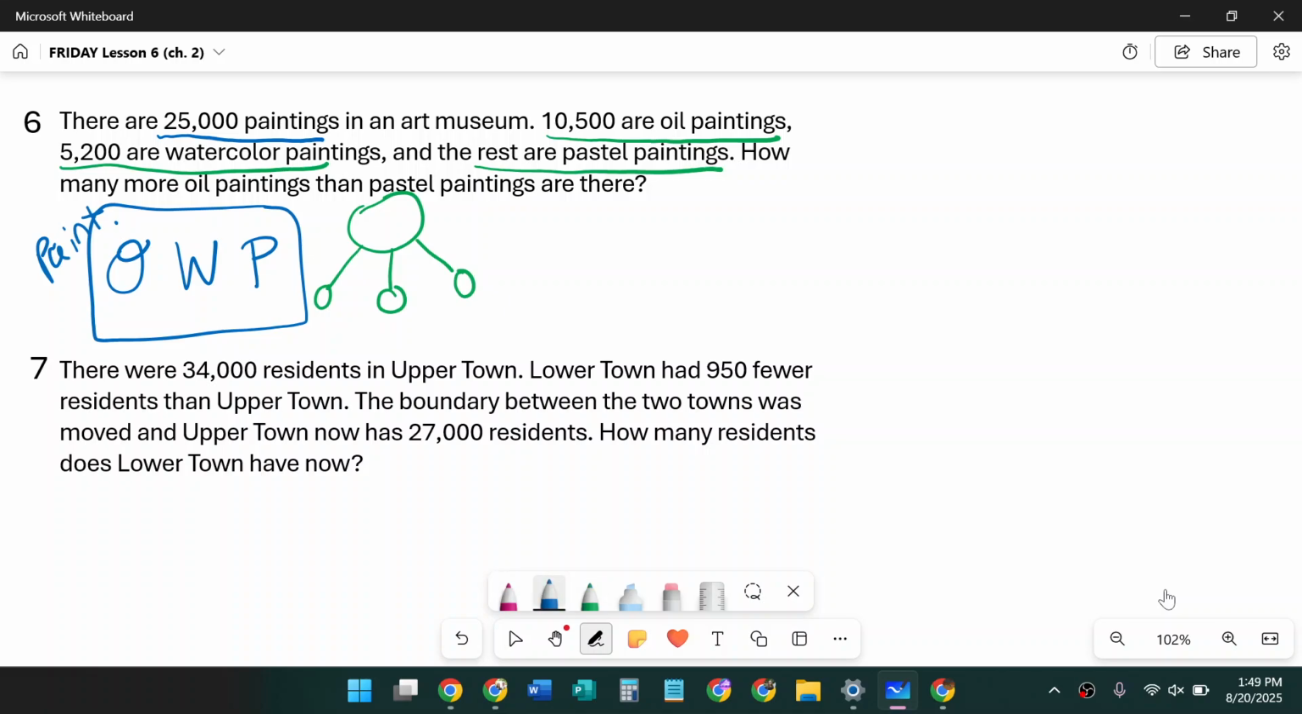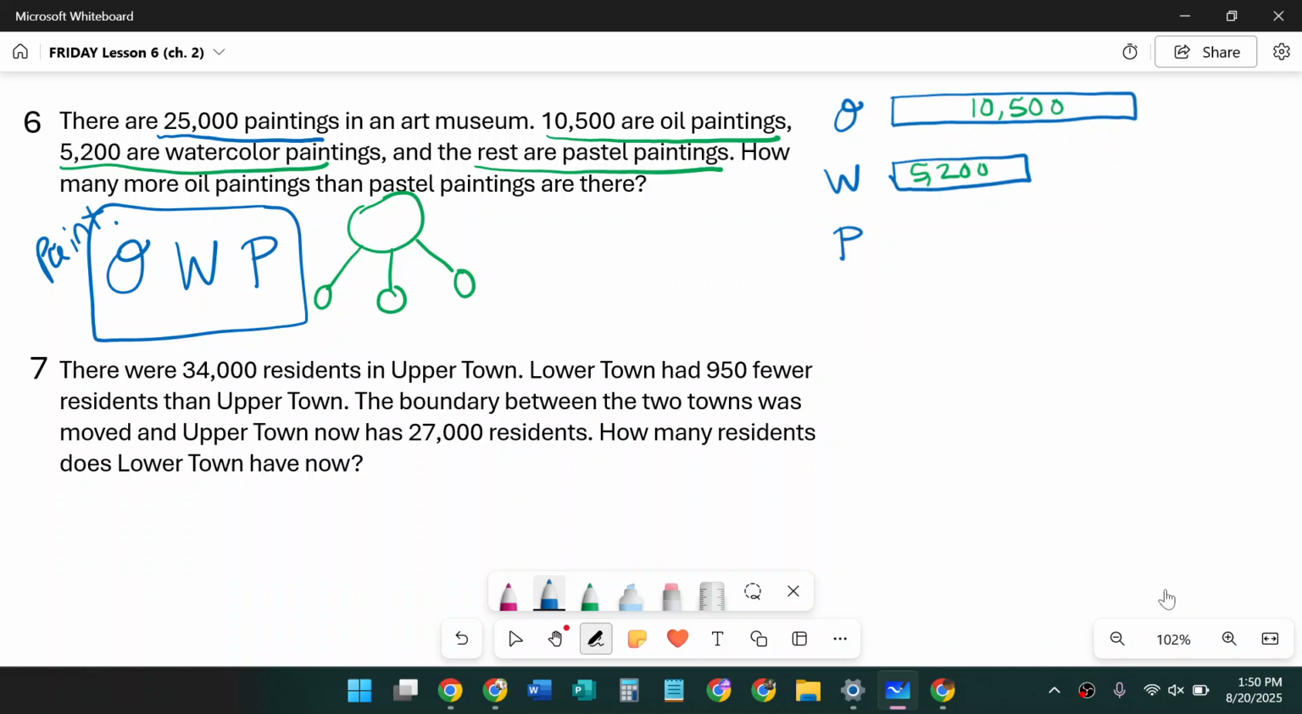Well, to do that, the easiest way would be to start by drawing a model. So let's do oil, watercolor, and pastel. All right, so the oil are 10,500 and watercolor are 5,200. So the watercolor are going to be about half as long as the oil, because 5,000 is about half of 10,000. And we can label those. So I'm going to write it just inside. All right, and then 5,200. All right, and then we don't know how many pastels there are. That's just the rest of them.